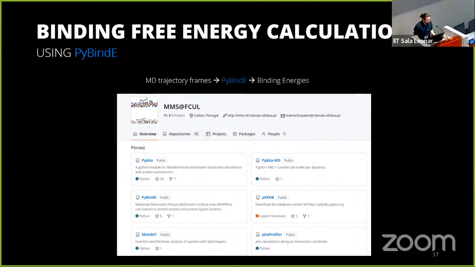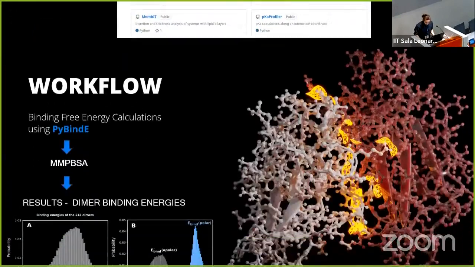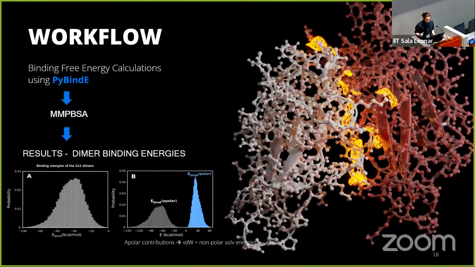PyBindy is available on our GitHub page along with some other very nice tools. So check it out. And okay, using PyBindy, we found that our Monte Carlo instable docking method provided mostly decent starting configurations, since after the MD relaxation, although their binding interfaces may vary, all the dimers possessed negative binding energies. And we also determined that the binding in this ensemble is mainly driven by non-polar interactions.